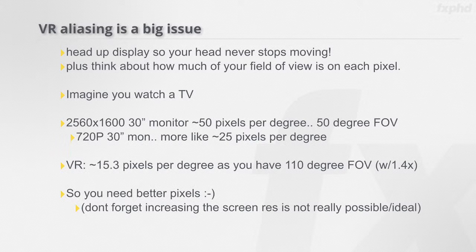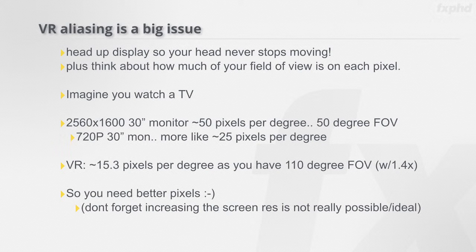This is a pretty unique VR problem. It's one worth getting your head around. So on a 720p monitor, you get about 25 pixels per degree. On a big high-res computer monitor, 30-inch, you're going to get about 50. But in VR, because we're taking our pixels and distributing them over this much field of view, any 1 degree is only going to give us about 15 pixels, allowing for, of course, the overshoot we mentioned before.